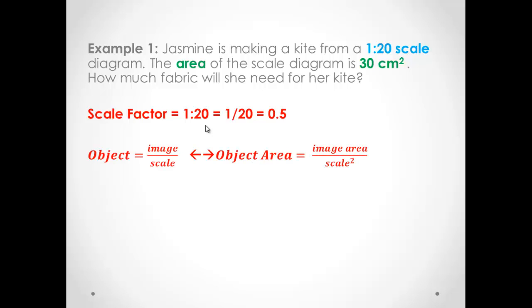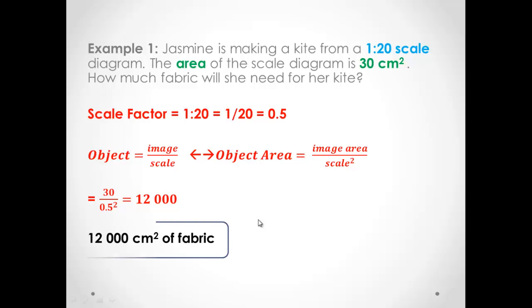So here's the idea. This is our formula from before, from last section. Object is equal to the image over the scale, and that's scale factor. But when we're talking about area, it's object area equals the image area over top of the scale factor squared. So what will we be squaring? We'll be squaring our 0.5. So here's what we have. If you look at the image area, we were told it was 30. The scale factor we're putting on the bottom is 0.5. So how much fabric will she need for her kite? 12,000 centimeters squared of fabric. And that's the answer.